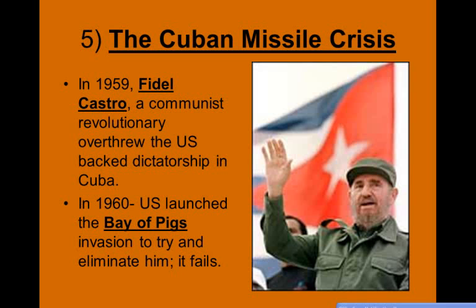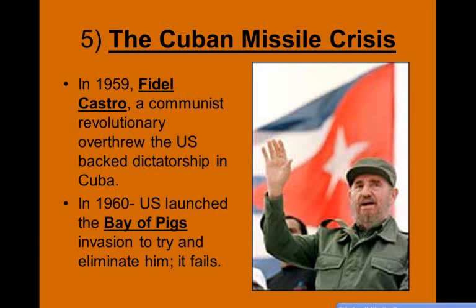In 1960, the United States gets a group of Cuban exiles, people that had run away from Cuba because of communism. We give them weapons and we help them invade a specific place in Cuba known as the Bay of Pigs. This invasion is unsuccessful for a number of reasons, partially because the U.S.